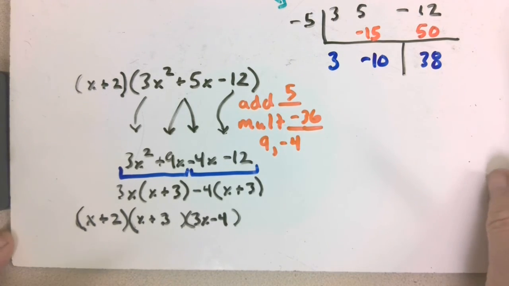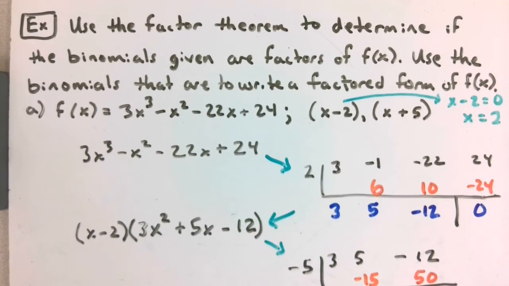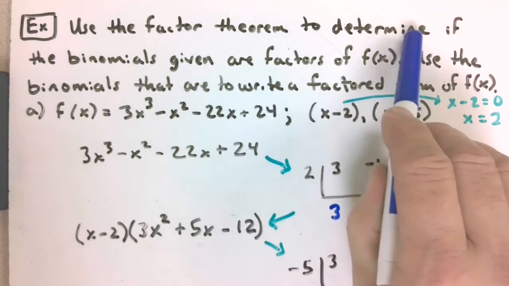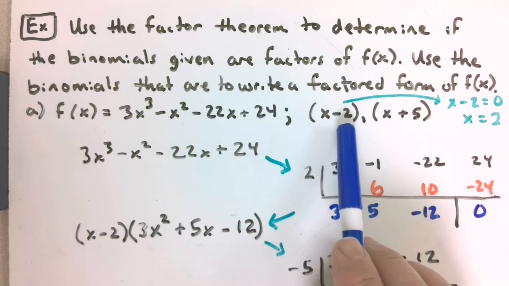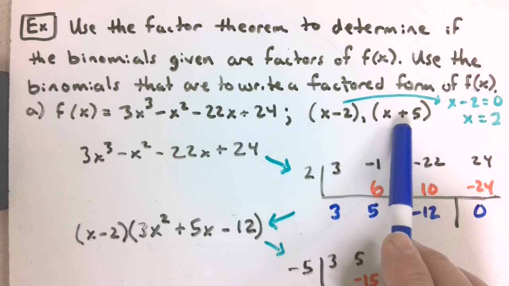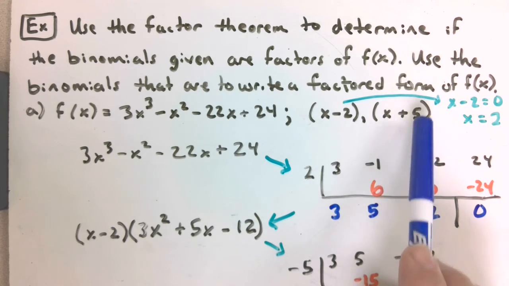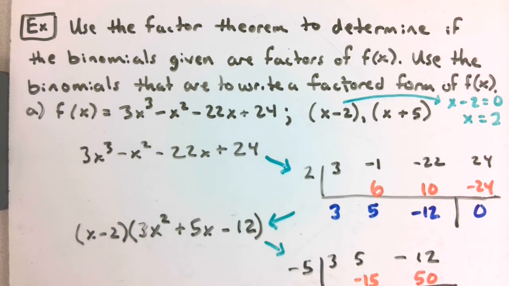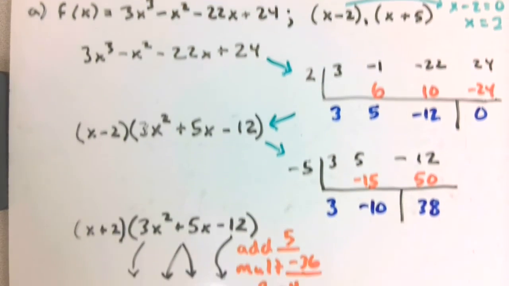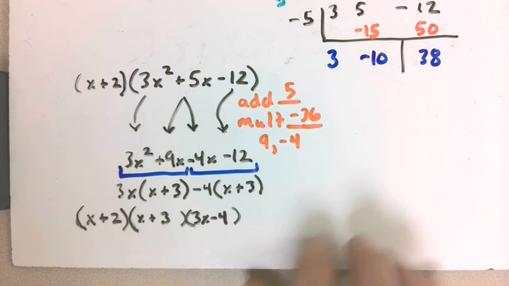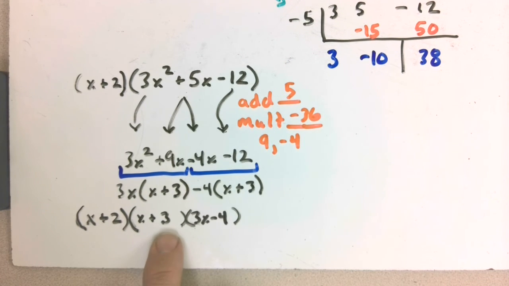Going back to the directions for a second. We're supposed to use the factor theorem to determine if the binomials given are factors. The x minus 2 was, yes, that was a factor. The x plus 5 was not. No, it was not. When we did go through and do a little factoring, we were able to break this all the way down into an x plus 2, x plus 3, and a 3x minus 4.